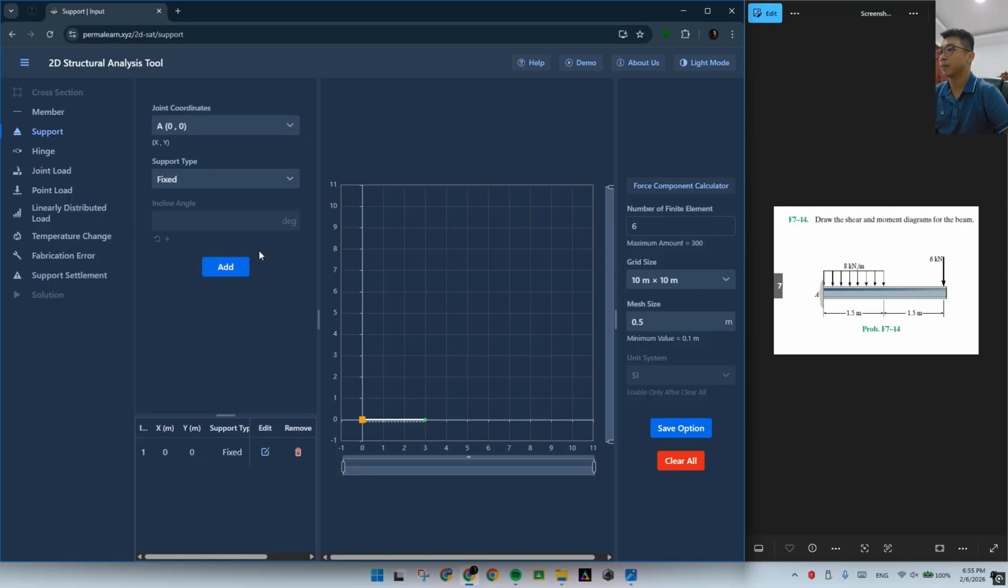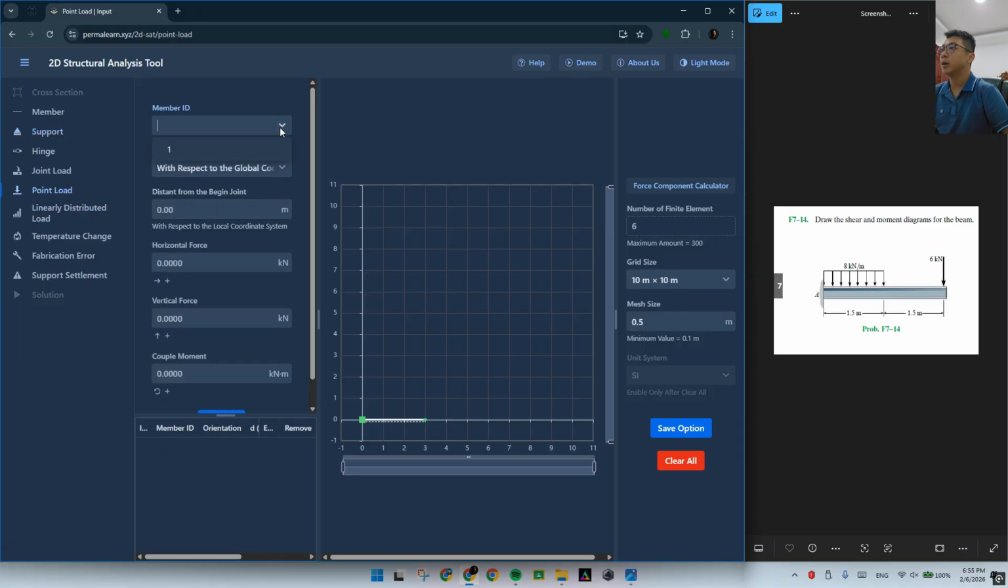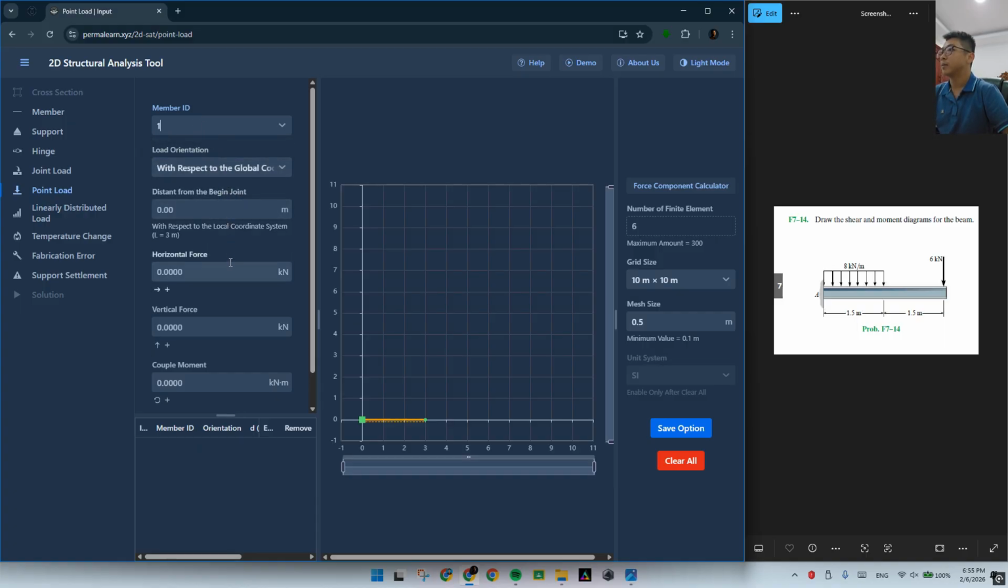After that, we need to analyze which loads are on the beam. There are two loadings: the first is the point load and the second is the linear load. We need to determine the point load first. We click the member ID at 1, and the beginning of the joint is 0. Then we determine the distance from A to the point load. The total distance is 3 meters, so we pick 3.